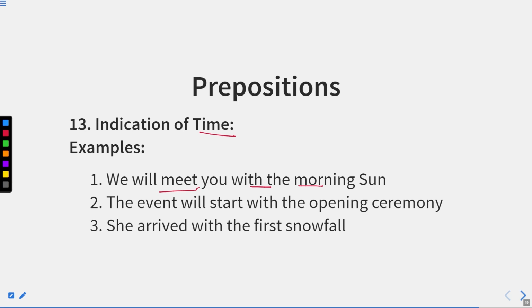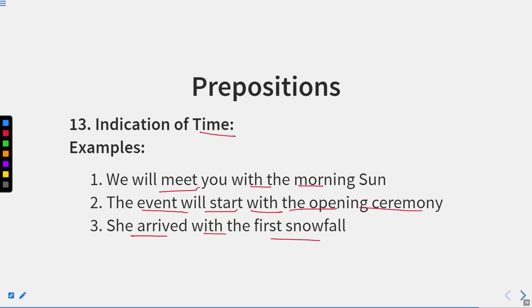For example, we will meet you with morning tea. It means when you have morning tea, I will meet you. So I will meet you at that particular time when you have your morning tea. Both of these show the time indication with the help of that phrase. Now, the event will start with the opening ceremony. So when the opening ceremony takes place, the event will start. Both these actions will occur together. So we are using preposition with to show the association or the happening of these two events together.